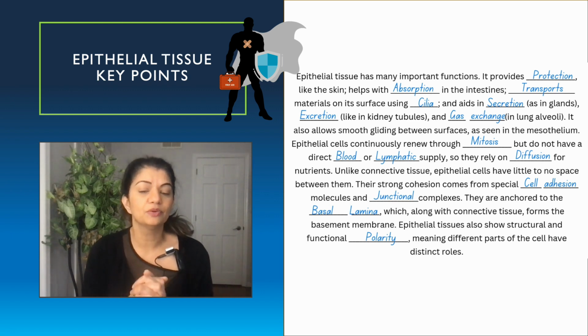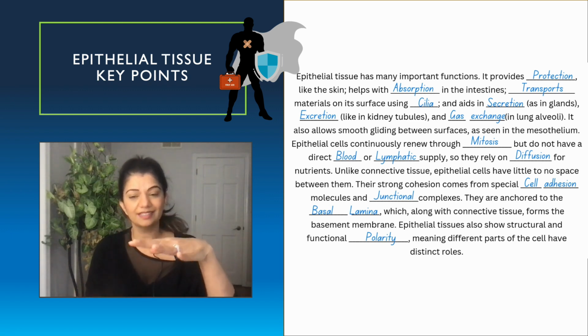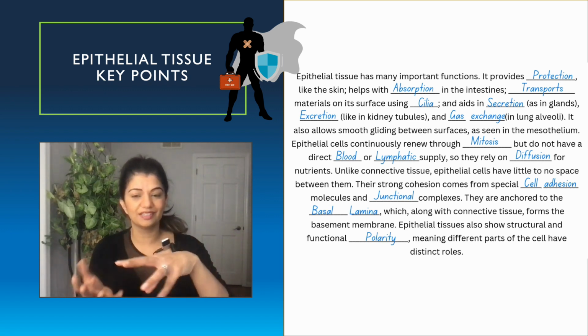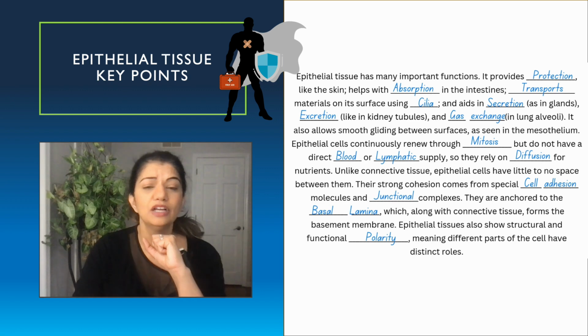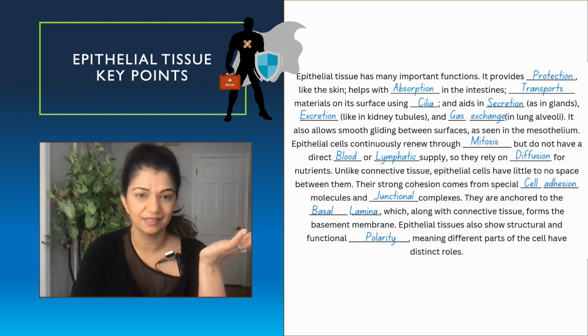But epithelial tissues also show structural and functional polarity, meaning that parts of epithelial cells have distinct roles. So there's this major polarity. So you can see that is an example of how you might use a fill in the blank example.